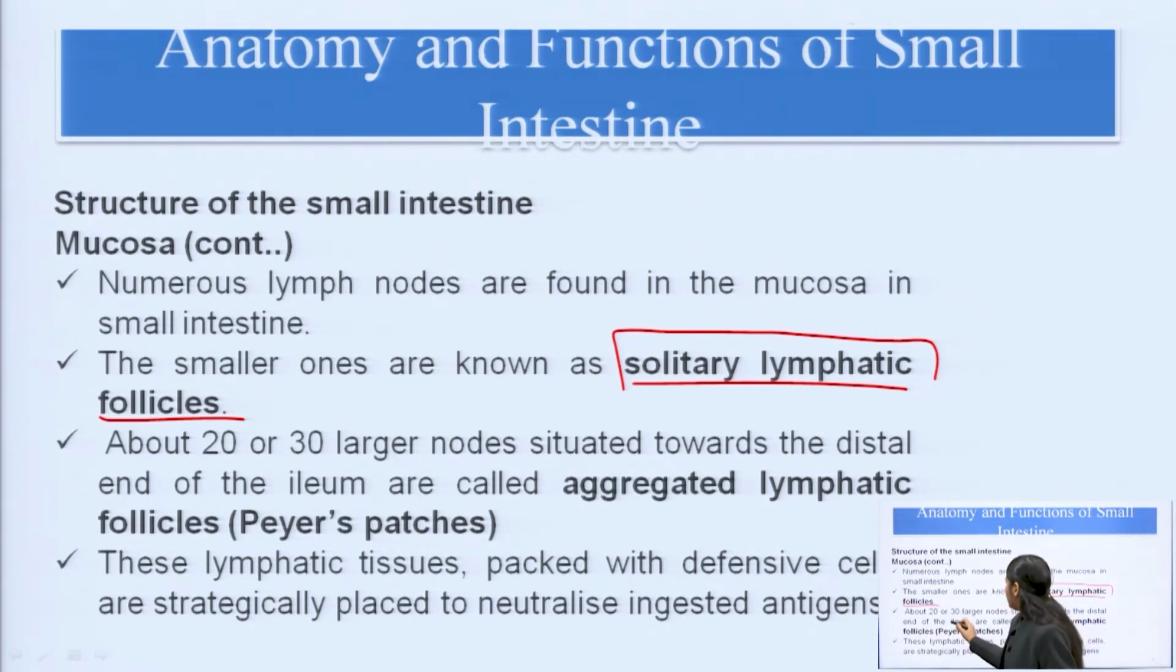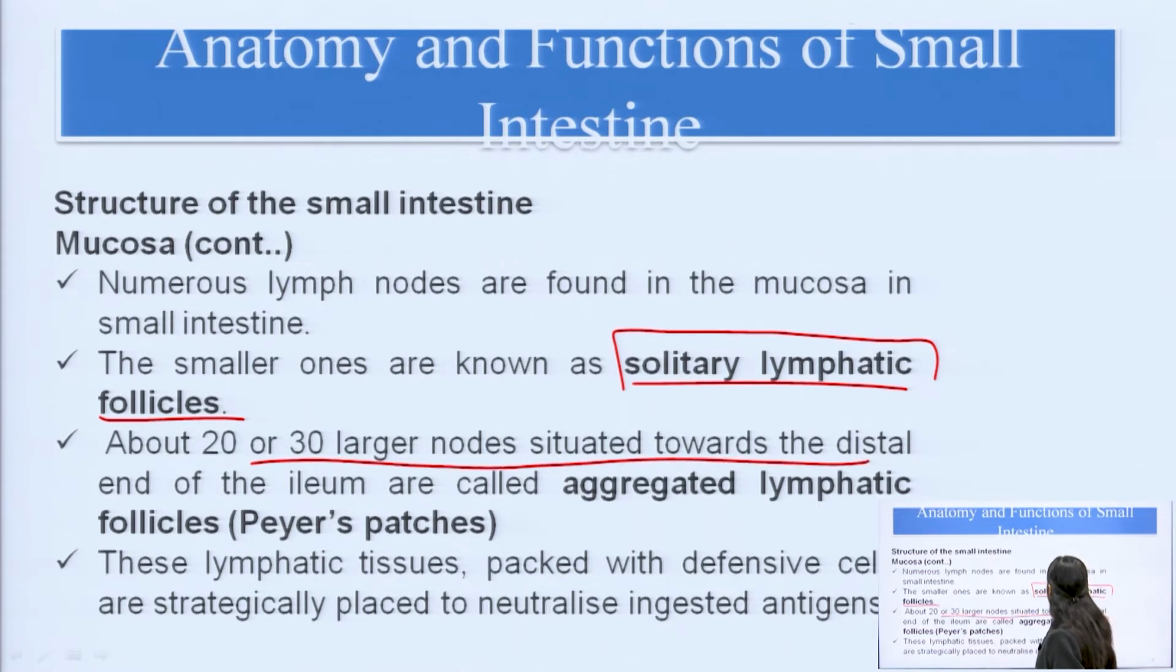About 20 to 30 large nodes are situated towards the distal end of the ileum. There are two types of lymph nodes. One is the smaller ones, another is the large ones. The smaller ones are known as solitary lymphatic follicles, whereas the large ones are known as aggregated lymphatic follicles, which are also known as Peyer's patches. You need to know about Peyer's patches. They are nothing but the aggregated lymphatic follicles. They provide defense to the small intestine, and they are the larger ones, consisting of nearly 20 to 30 larger nodes. This is important here.